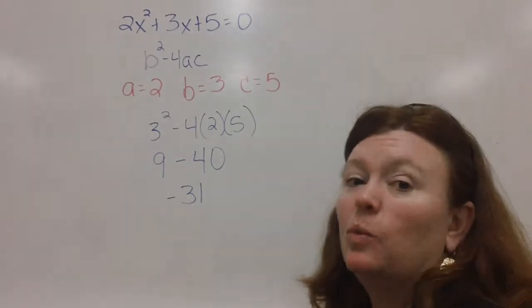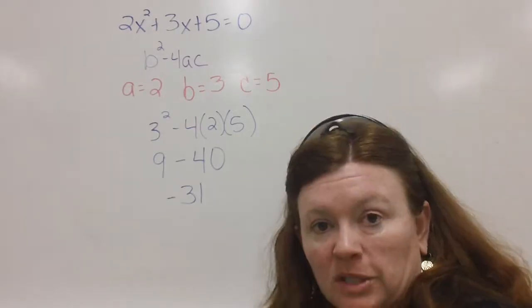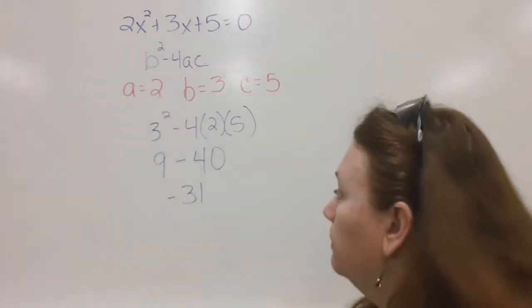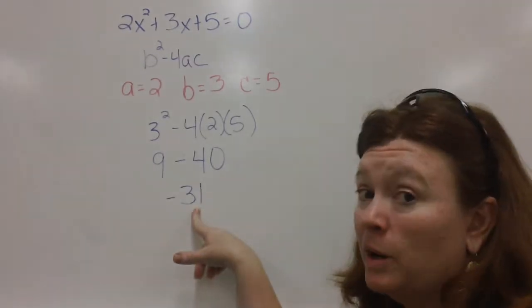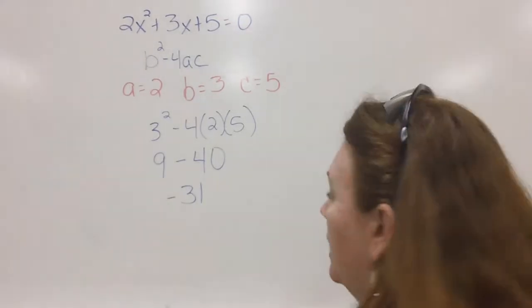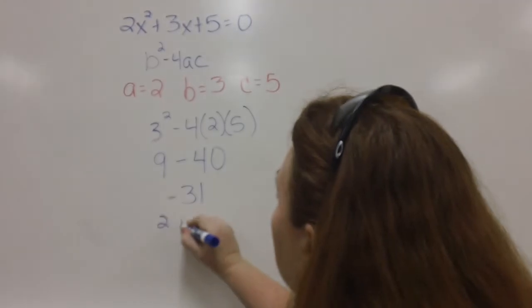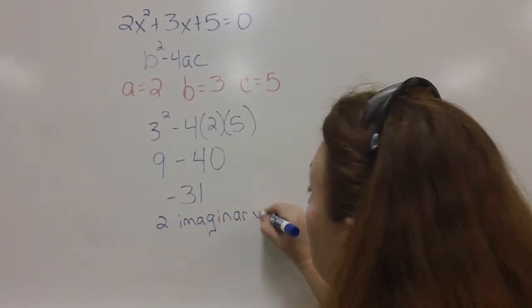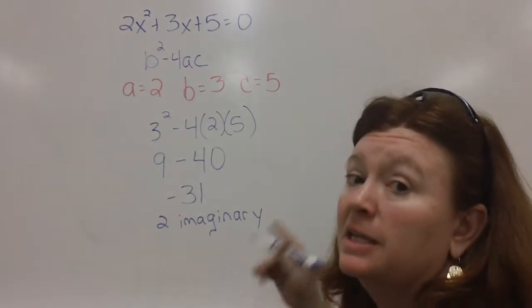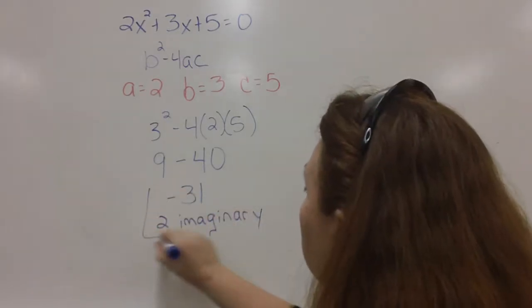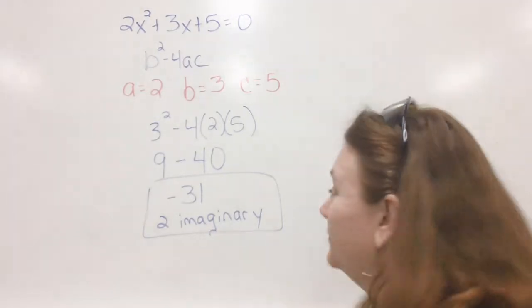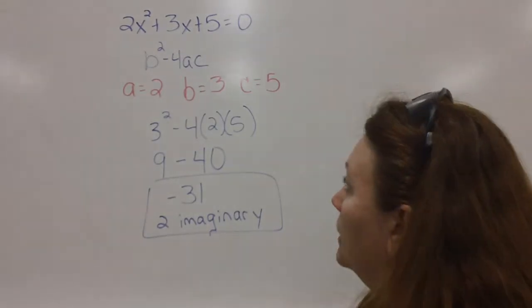The second part is, what is the nature of the roots? Well, the nature just means tell me about them. What do you know about them? I'm going to be taking the square root of a negative, which means I will have 2 imaginary, because negative 31 is less than 0. And that's my answer. All right. Let's try one more.